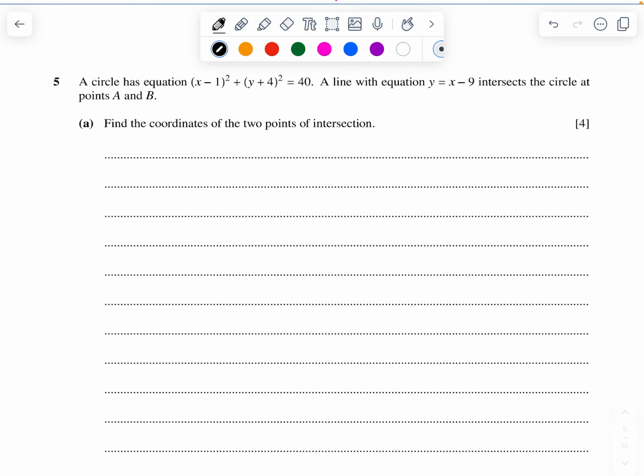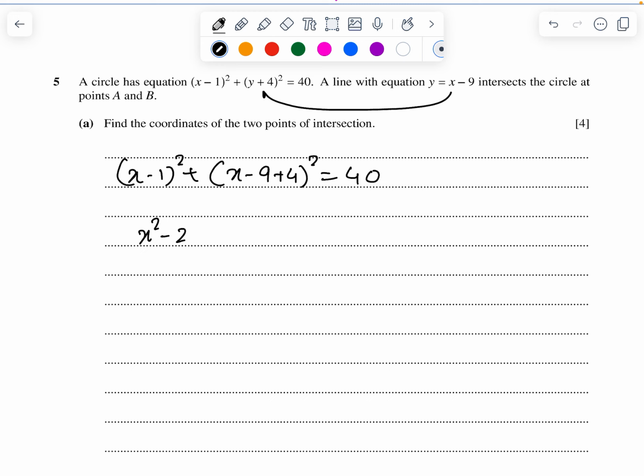A circle has this equation. The line with the equation y equals to x minus 9 intersects the circle at point A and B. Find the coordinates of points of intersection. So just plug in y over here. So it becomes x minus 1 whole square plus x minus 9 plus 4 whole square equals to 40.